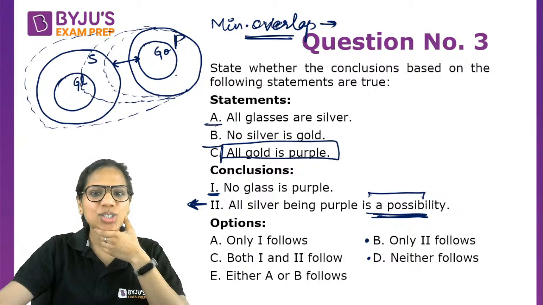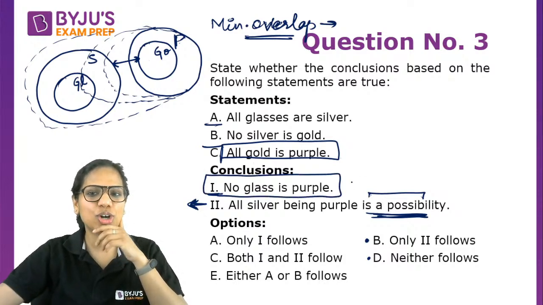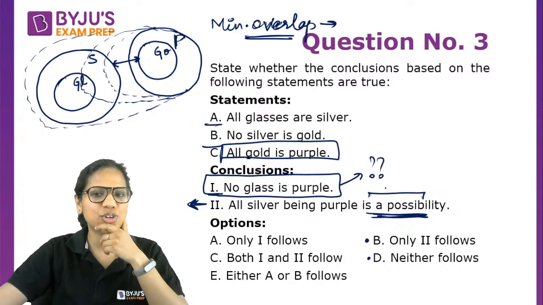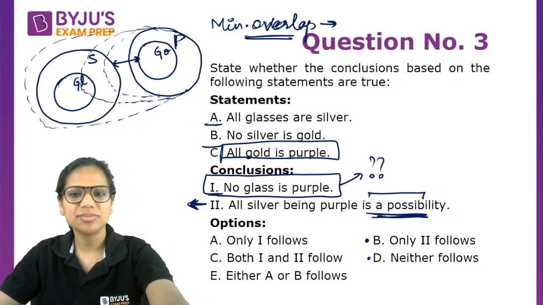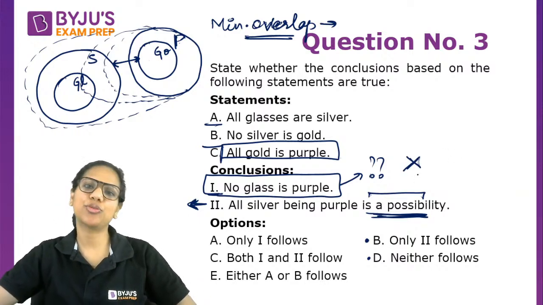Isn't it? So can I say that? Can I say this for sure? Remember, we are dealing with short conclusions. Can I say this for sure, that no glass is purple? I cannot, right? So A does not follow.